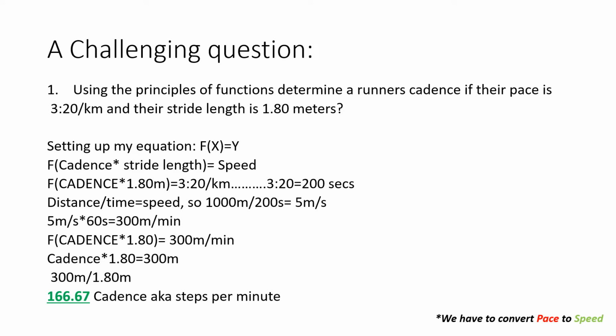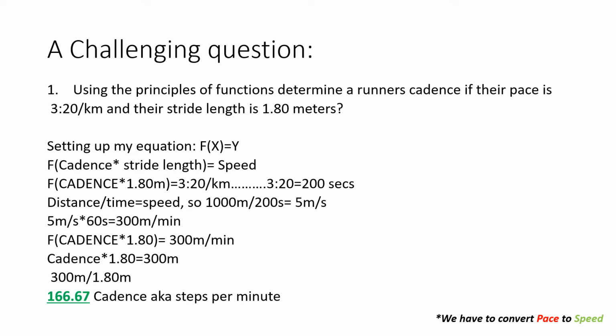Let's set up the equation. F of x equals y. We know that x is the input. So the function of our input, cadence times stride length, equals our output, which is going to be speed. So the function of cadence, which is unknown, times 1.8 meters equals 3:20 a kilometer.